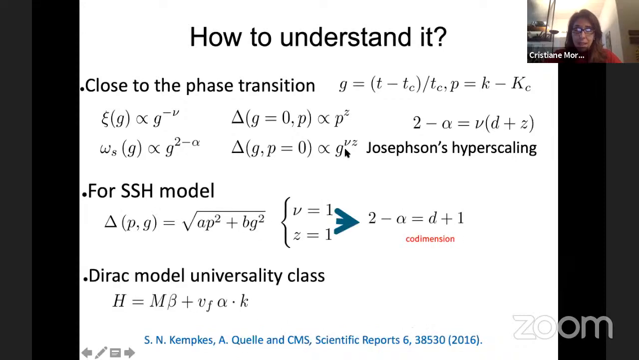And what we have seen then, for the SSH model, for the Kitaev chain in one dimension, for the two-dimensional models, Qi-Wu-Zhang and BHZ, and for the BHZ in 3 dimensions, is that all these systems belong to the same universality class. They all had nu equal 1, z equal 1, and the order of the phase transition is always the codimension plus 1. And one can then show that they belong to the Dirac universality class. That's what Rodrigo Aroca has shown this year.